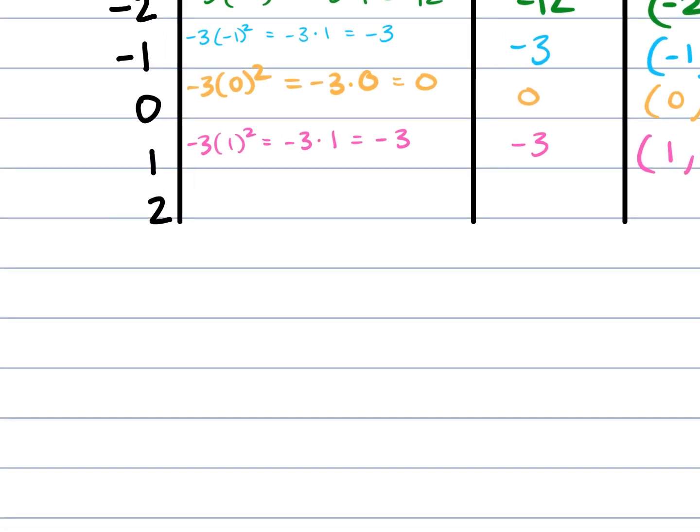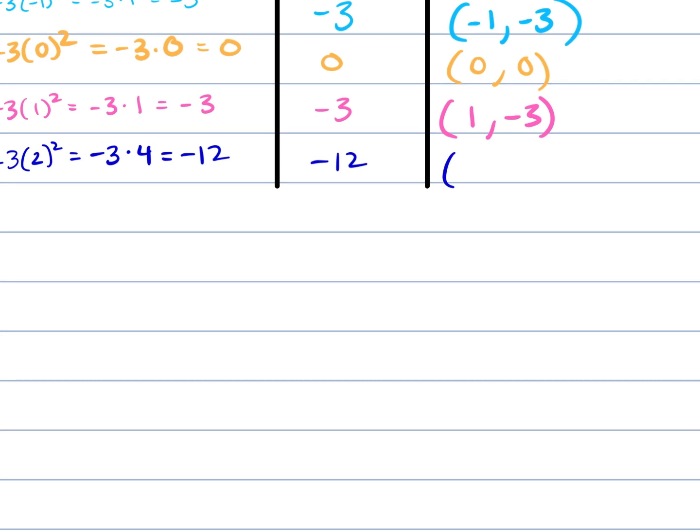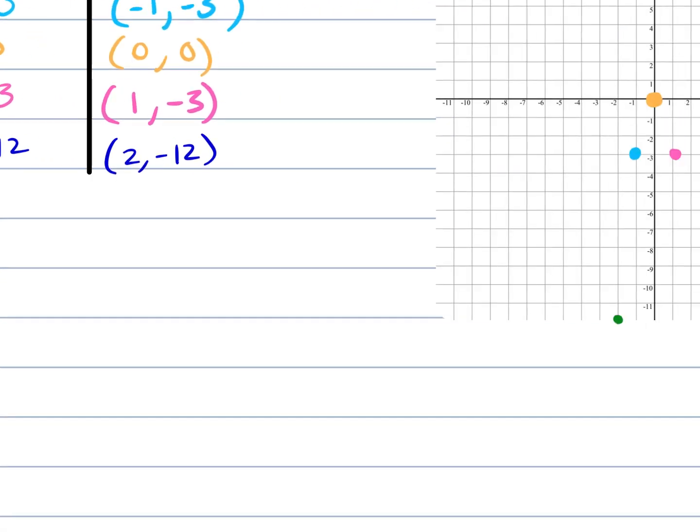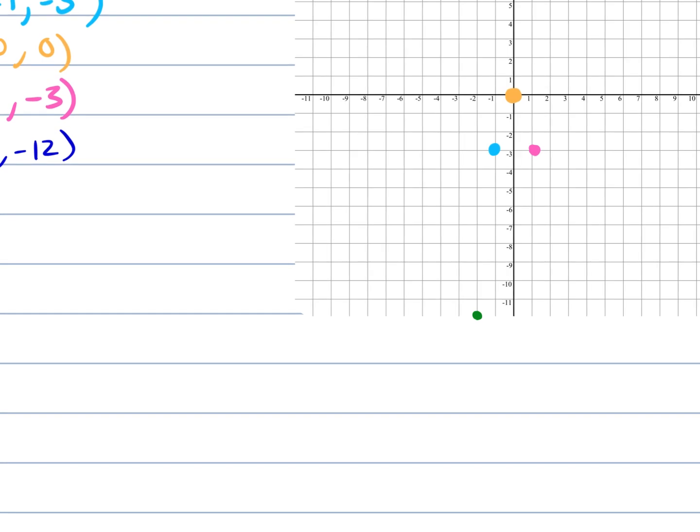And then lastly, let's plug in 2. Negative 3 times 2 squared. 2 squared would be 4, and negative 3 times 4? Negative 12. So our point here would be 2, comma, negative 12. So we're going to do the right 2 and down to negative 12.